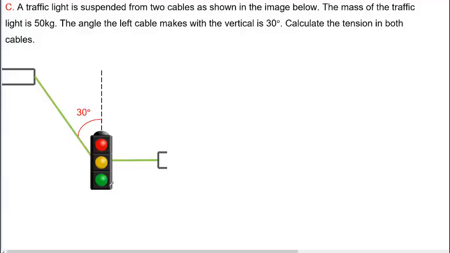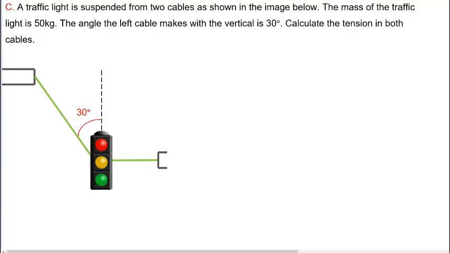This problem contains a traffic light which is suspended from two cables here. Now the system is in equilibrium, it's not moving, and we have an angle here of 30 degrees with the vertical. So we're asked to find both tensions in the cable.